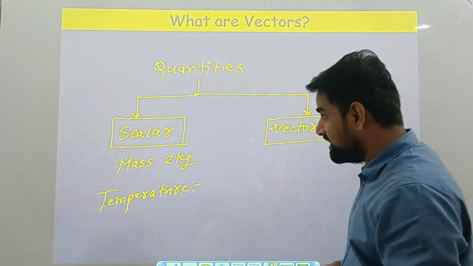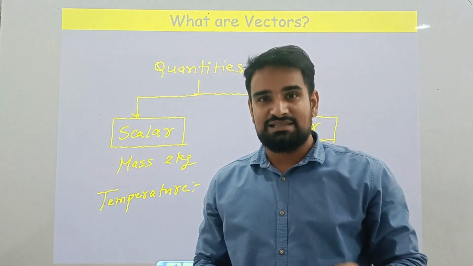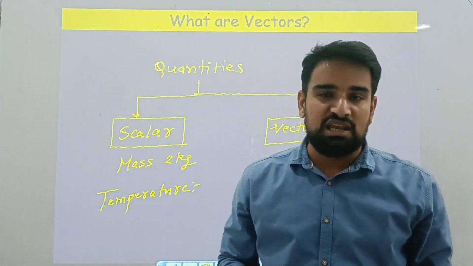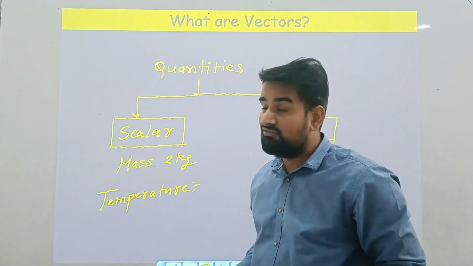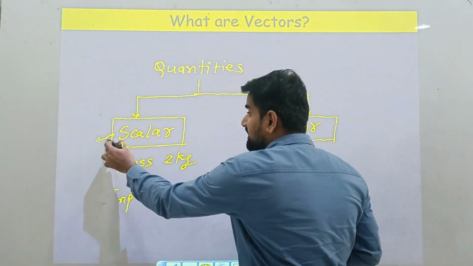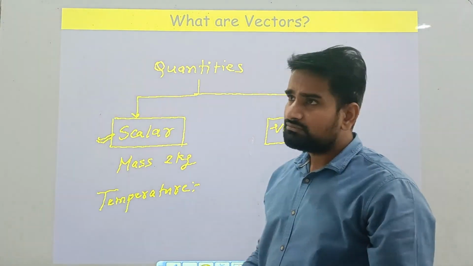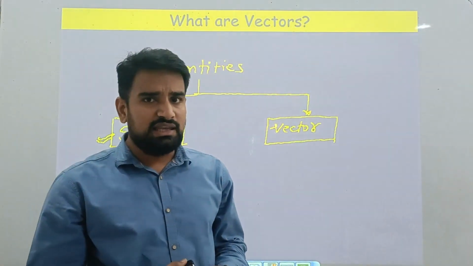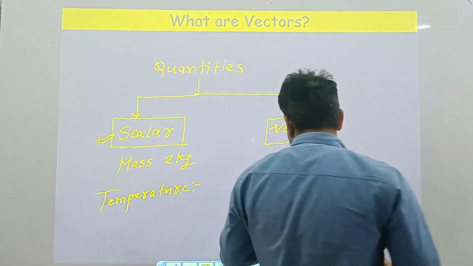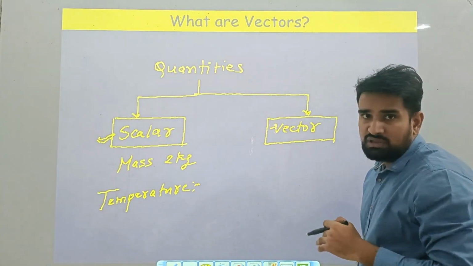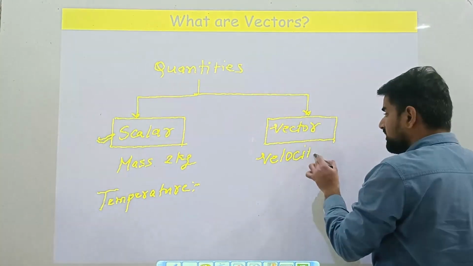So in that manner, we can say that scalar quantities are quantities which only possess a scale or magnitude. They do not require any direction to specify or define themselves. That is why they are known as scalar quantities. On the other hand, a vector quantity is a quantity which always needs some sort of direction to define itself. Like what? Recently we took the example of velocity, right? So velocity itself is a vector quantity.